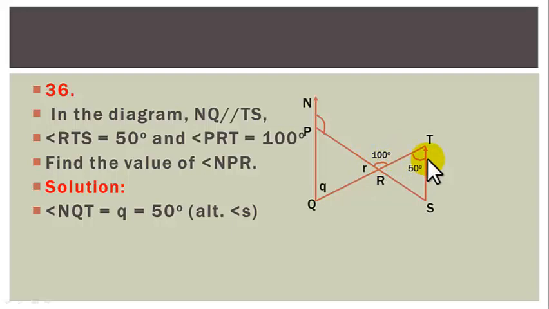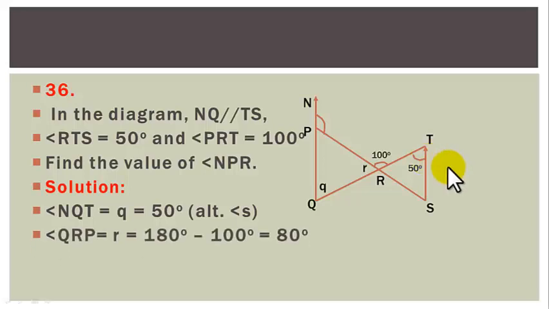Now, let angle QRN be R. Then R is equal to 180 minus 100. The sum of the angles on a straight line is 180. So if this is R, then R will be equal to 180 minus 100, which is equal to 80 degrees.